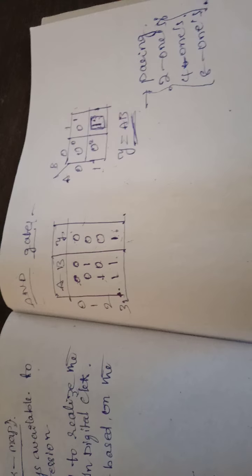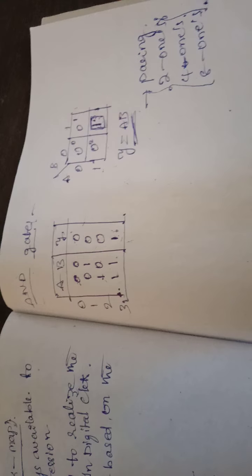Next, 2 is nothing but what? A, B bar. Like this, you have to follow. This consists of what? 0, 0. 0 is represented as what? Here A bar, here A. Here B, B bar. Here B.